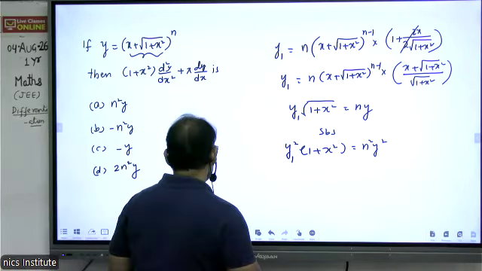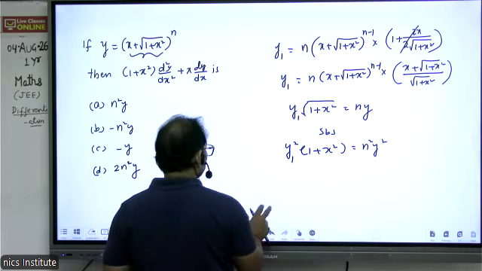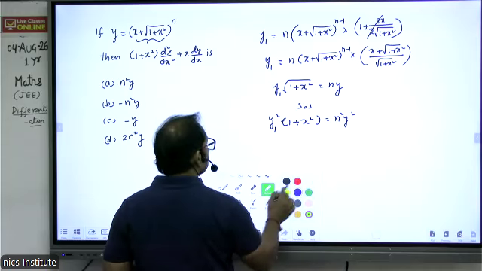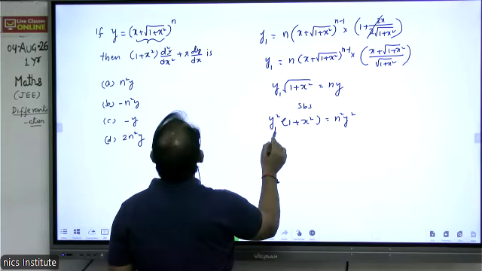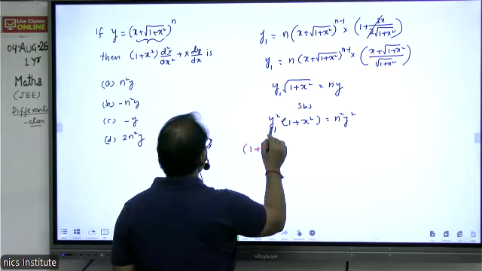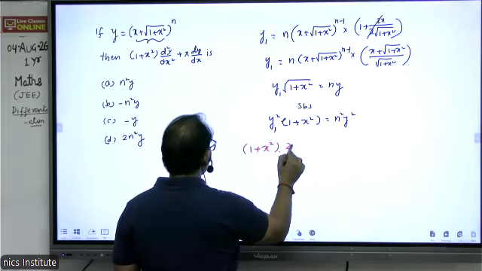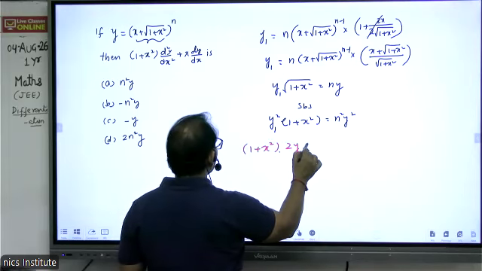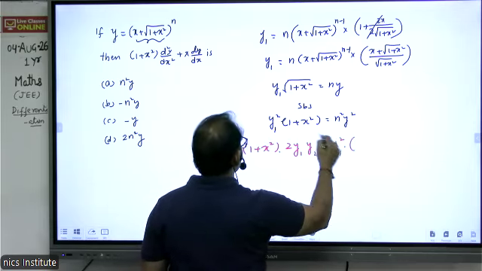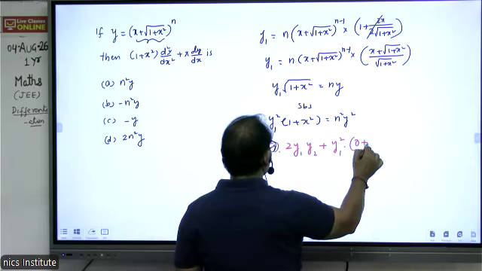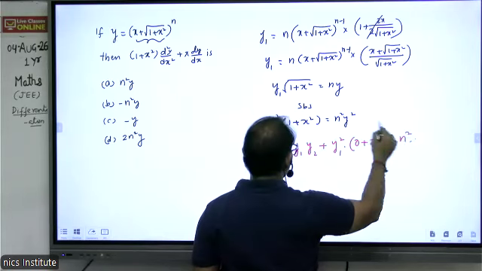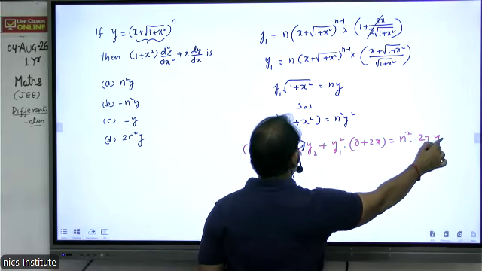So now you can differentiate and you get the answer. Derivative of 1 plus x square as it is because I need to apply product rule. Derivative of y1 square would be 2y1 and then derivative of y1 would be y2. Y1 square as it is. Derivative of 1 plus x square would be 0 plus 2x and derivative of y square would be 2y y1.